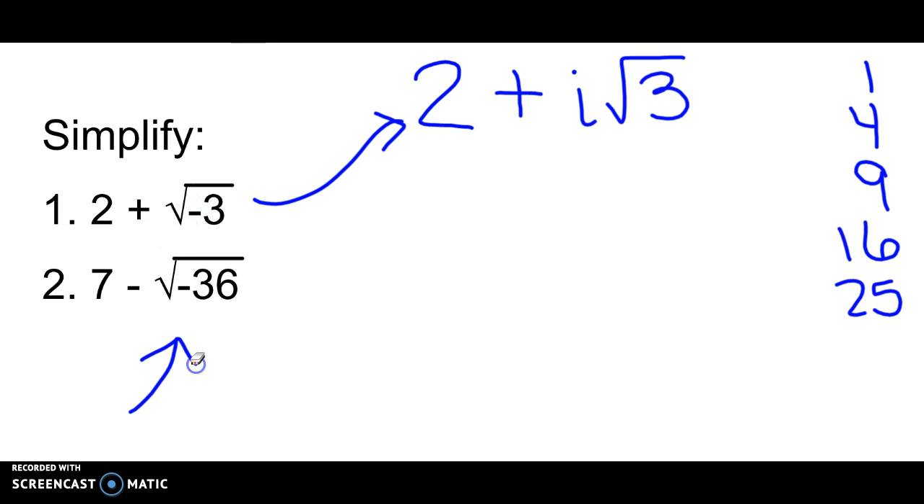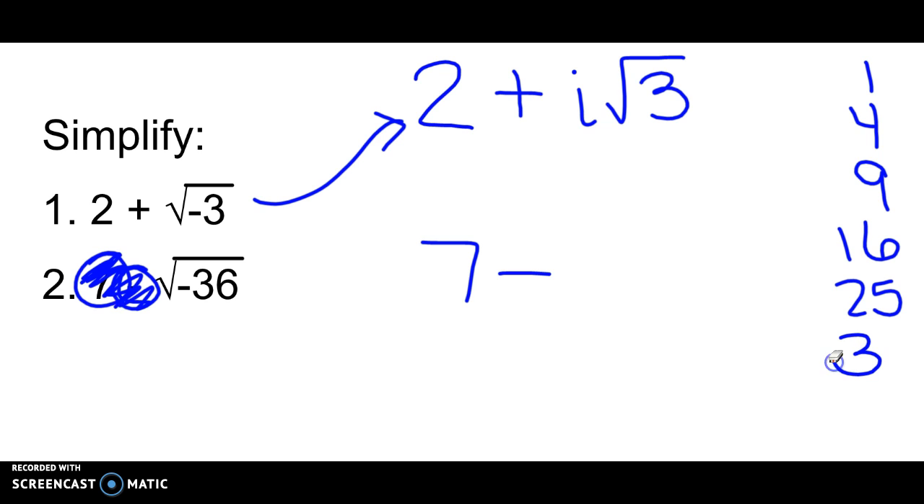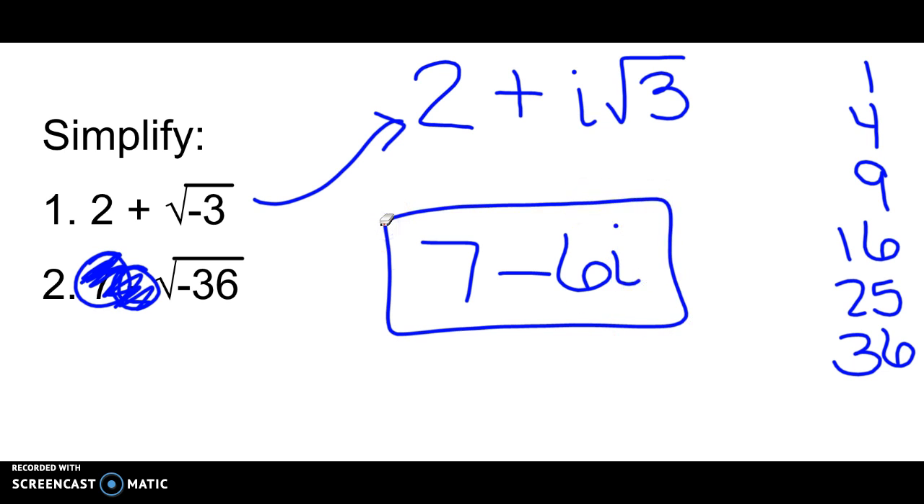This one will work in your calculator, but I'm going to show you the way to do it without it. So again, you write your number down, 7. You write your sign down. Oop, that's not a plus, it's a minus. And then forget about them. And then the square root of 36. Well, 36 is a perfect square, so we just do the square root of 36, and we put an i on the end. That's the answer.